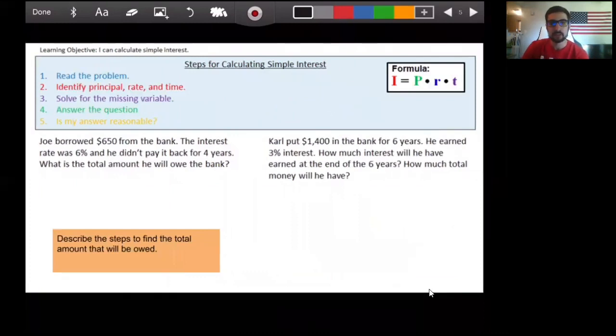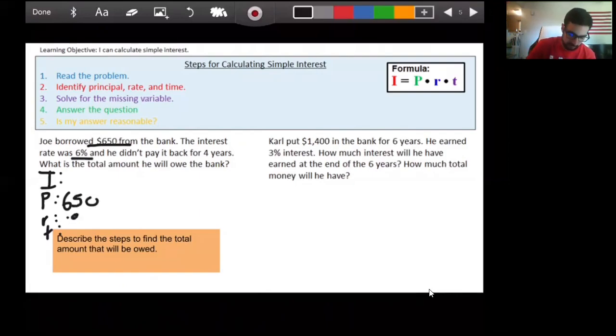So Joe borrowed $650 from the bank. So we're borrowing money here. The interest rate was 6%, and he didn't pay it back for 4 years. What was the total amount he will owe the bank? So we're going to tackle this one the same way. I need to know my interest, I need to know my principal, I need to know my rate, and I need to know my time. So he borrowed $650. Borrowing money, that's that principal amount, that's the amount he borrowed. The interest rate was 6%. I'm going to put this as a decimal of 0.06. And then also we have 4 years for our time.